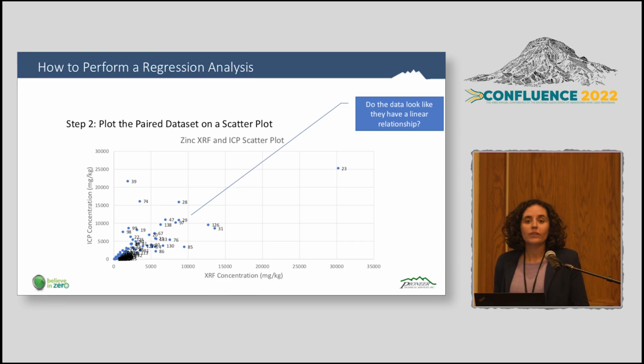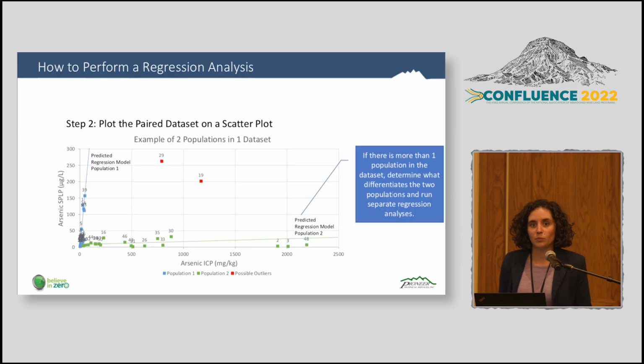Sometimes, too, you have more than one population in your data set, which means that there's something going on that's changing those analytical results. This is actually looking at ICP and SPLP results, but in this instance, there's some other factor at play here that's changing things. So you can see you've got 2 different populations in your sample. You don't want to do a regression analysis on this whole sample set. You want to figure out what that second, or sometimes third, variable is that's separating these 2 populations and do a regression analysis on each one.